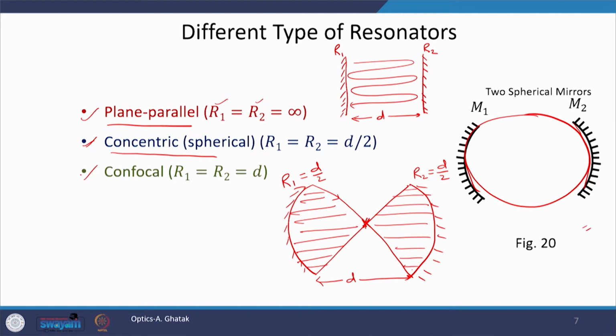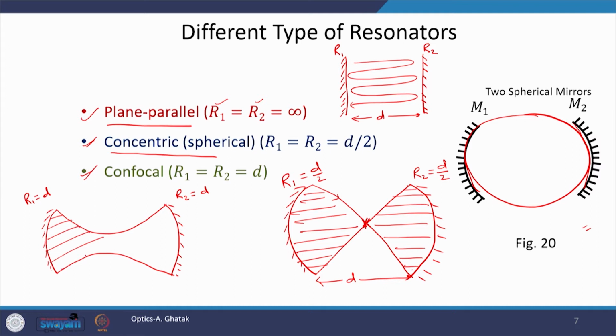Another important kind of resonator is the confocal kind, and in this kind of resonator we have two spherical mirrors. Here the radius of curvature of the first mirror is d, and the radius of curvature of the second mirror is also d. Now, in the confocal resonator, the energy or the photons would be in this shaded region. These are the different kinds of resonators which are predominantly used.